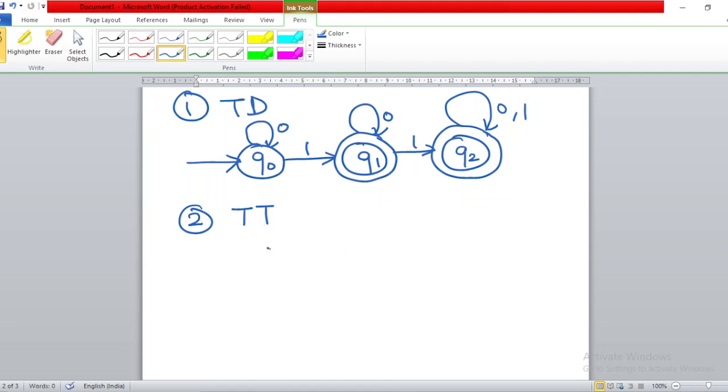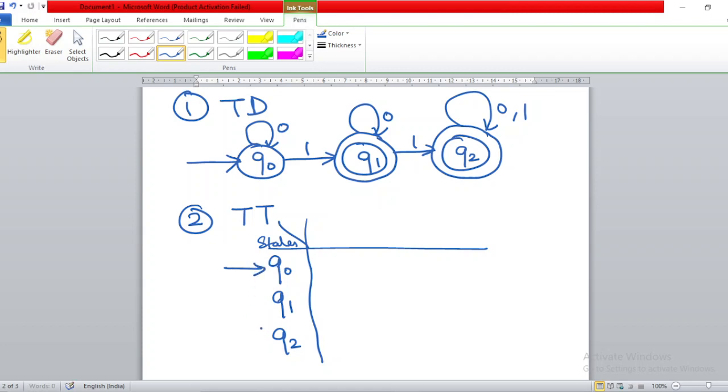In the transition table, you make a table like this. First you make this. Here you will write all the states. So I will convert this transition diagram into transition table. So you have 3 states, so I write down 3 states over here. Initial state I will mark by an arrow. Final state I will put a circle over it. Inputs or sigma I will write over here, that is 0 and 1.